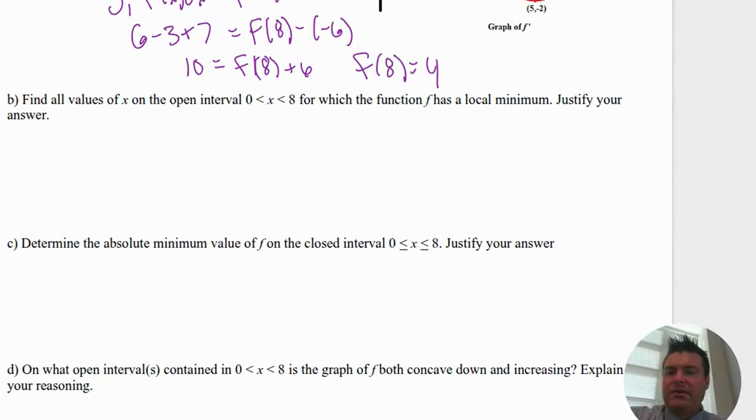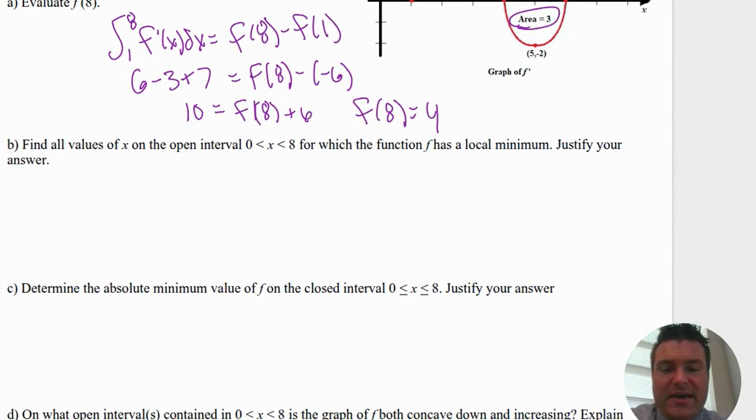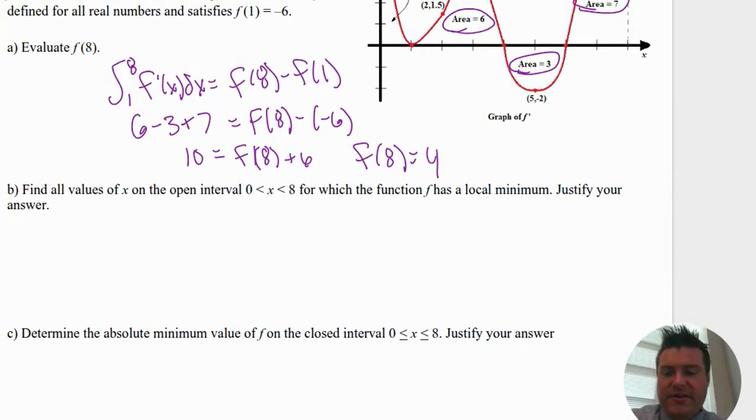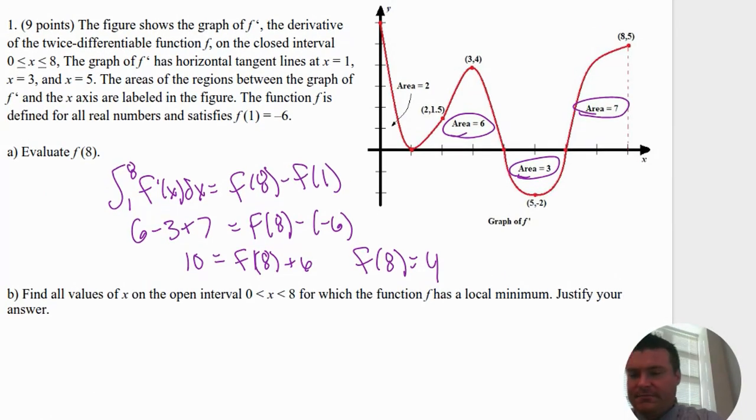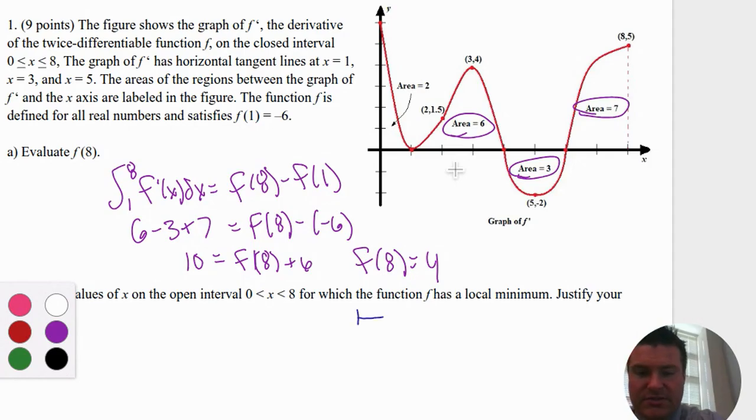Next up, for part B, we're going to find all values in the open interval from 0 to 8, in which f has a local minimum, and we're going to justify our answer. So as I'm looking at this, I can go ahead and make a sign chart, and I'm going to do that right here on part B. So we're going to go from 0 to 8. And we're going to have critical points whenever f prime is equal to 0. That's going to happen here at 1. It's going to happen again here at 1, 2, 3, 4, 5, and 6.